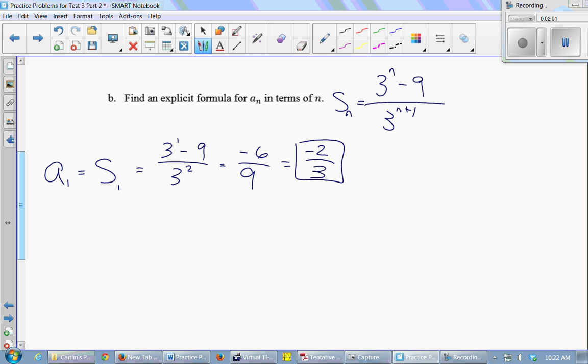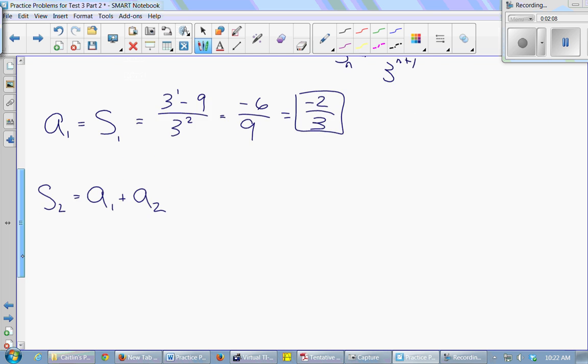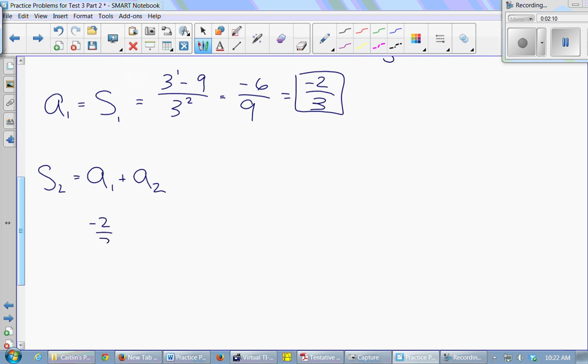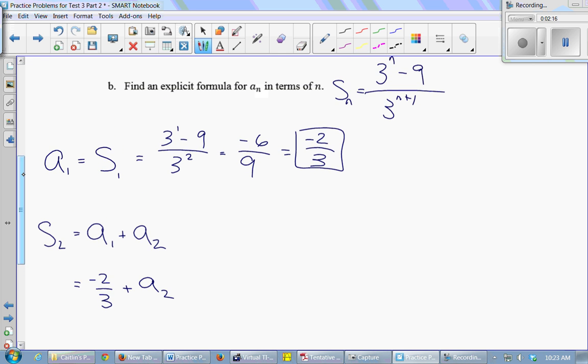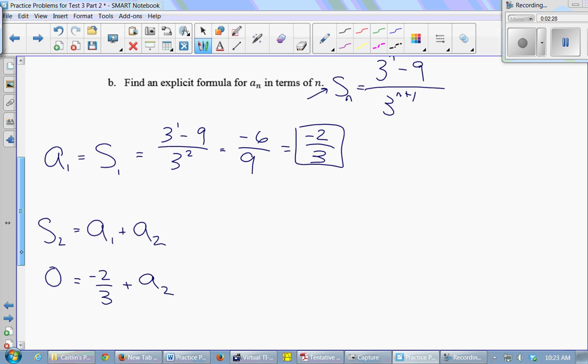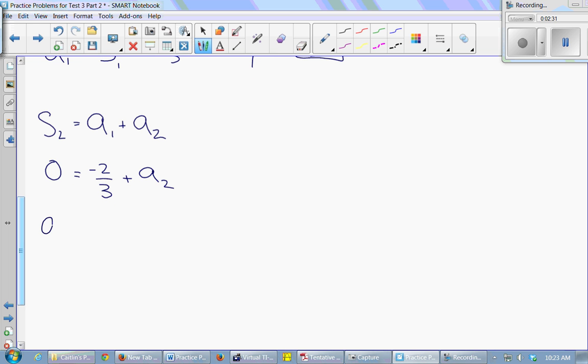But remember that your second partial sum is the sum of your first two terms. I know the first term is negative 2 thirds. I don't know the second term, but I can get my second partial sum by plugging a 2 into this formula. So that gives me 3 squared is 9 minus 9 is 0 over 27, so I get 0 for my second partial sum, which means that a2 is 2 thirds.